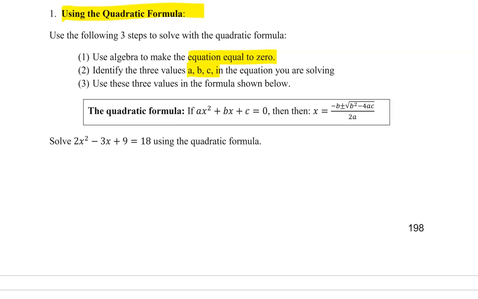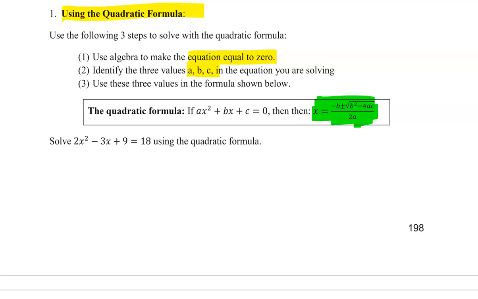And the quadratic formula, in general form, ax squared plus bx plus c is equal to 0. And then this is, take note of this, our quadratic formula. X, to solve for x, that is negative b plus or minus square root of b squared minus 4ac all over 2a.